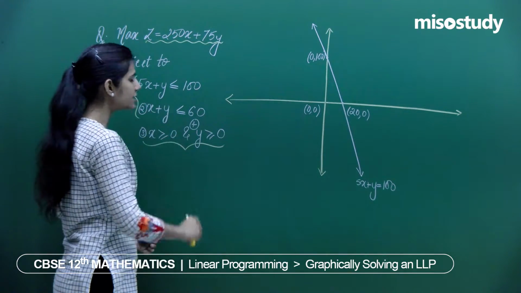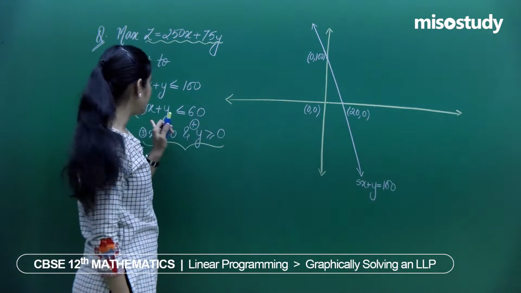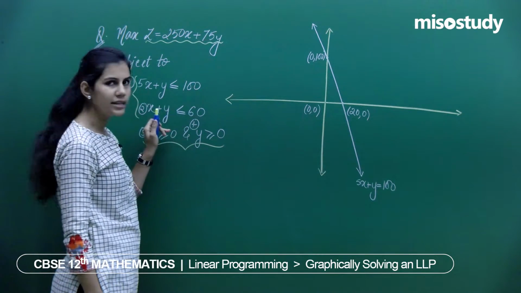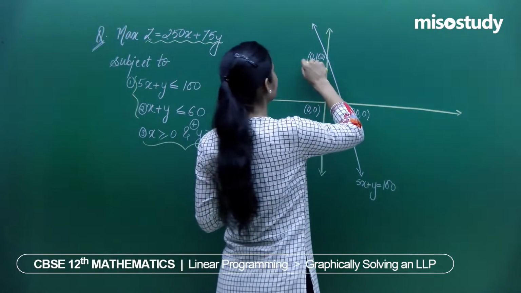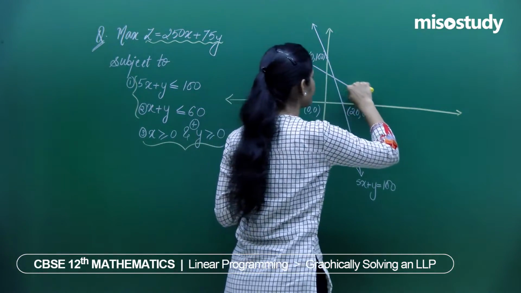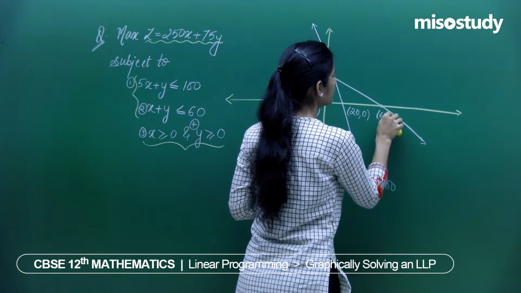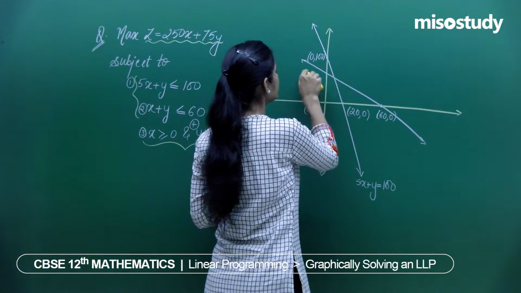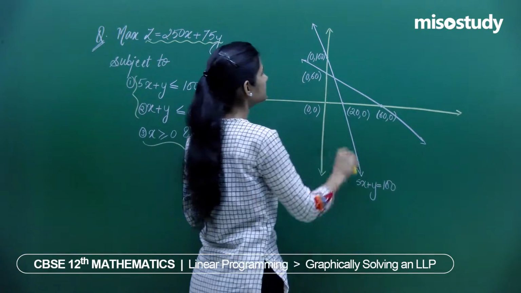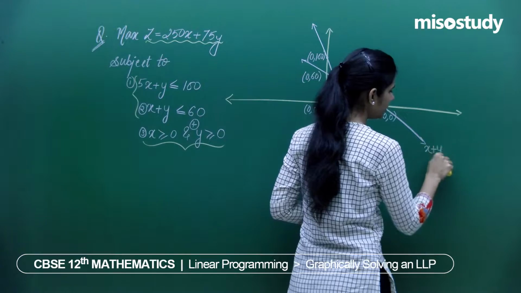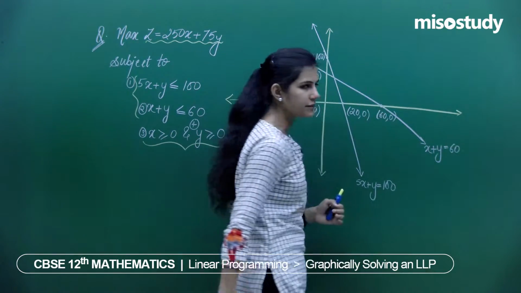Moving to the next, x plus y less than or equal to 60. Consider the equation x plus y equals 60. When x is 0, y is 60. When y is 0, x is 60. So you basically get something like this line. This is (60, 0), and this point is (0, 60). Fine, this is the line x plus y equals 60.